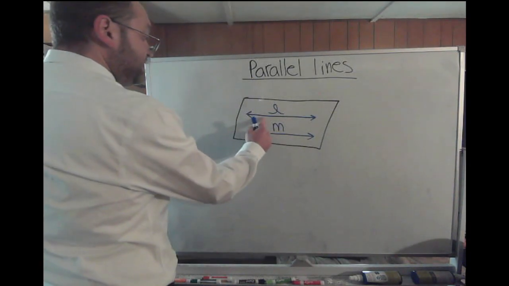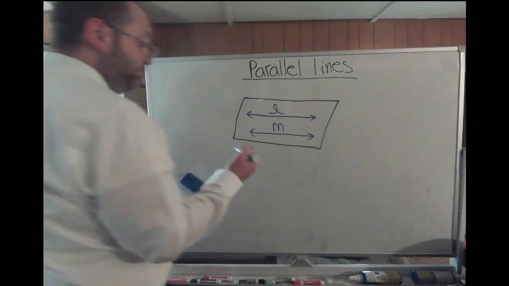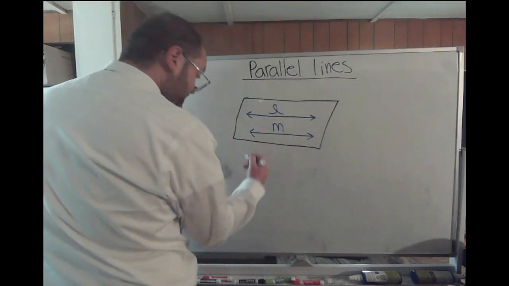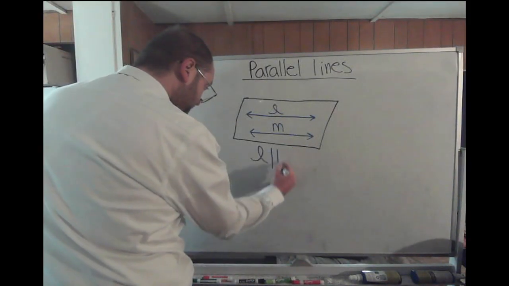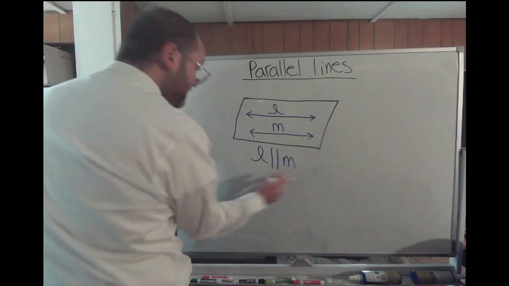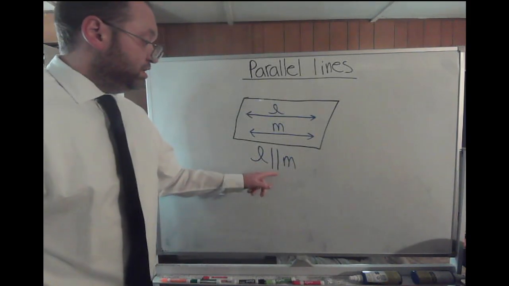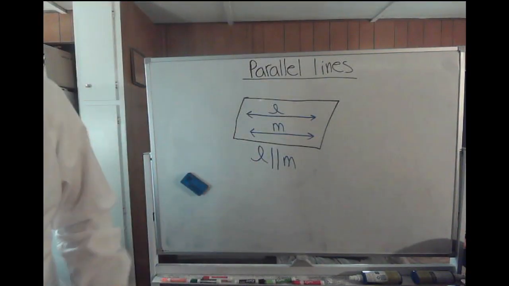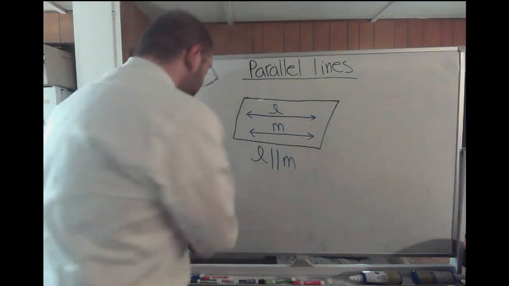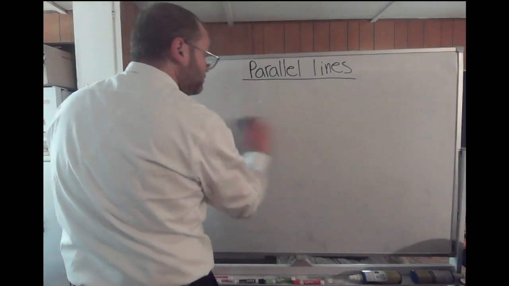They're two lines that are in the same plane that never touch. Here we have lines L and M. L and M are therefore parallel. They never touch. So shorthand, you could say line L is parallel to line M. And that's how you would write that something's parallel. You would use that symbol in the middle. L is parallel to M. Okay, so there's parallel lines. That's pretty simple to understand.